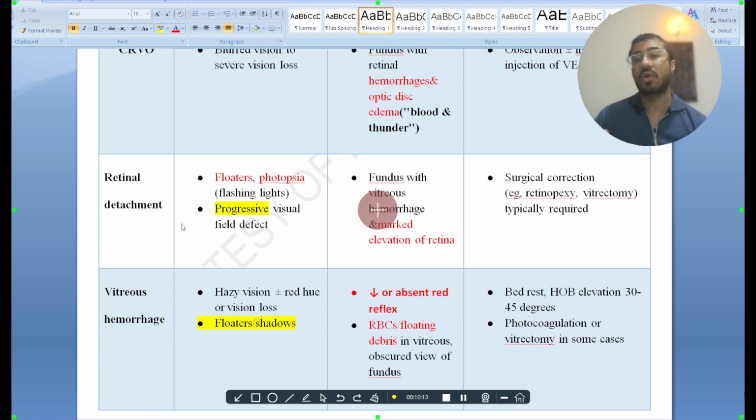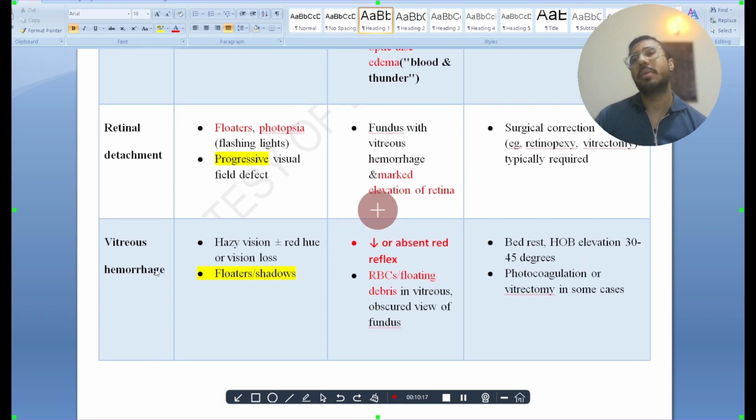So, and the patient is also going to say he sees floaters because of the debris. Vitreous hemorrhage, both of them are connected. So what happens in vitreous hemorrhage? When the hemorrhage in the vitreous occurs, firstly the patient is going to see floaters and debris because of the RBCs floating in the vitreous humor.